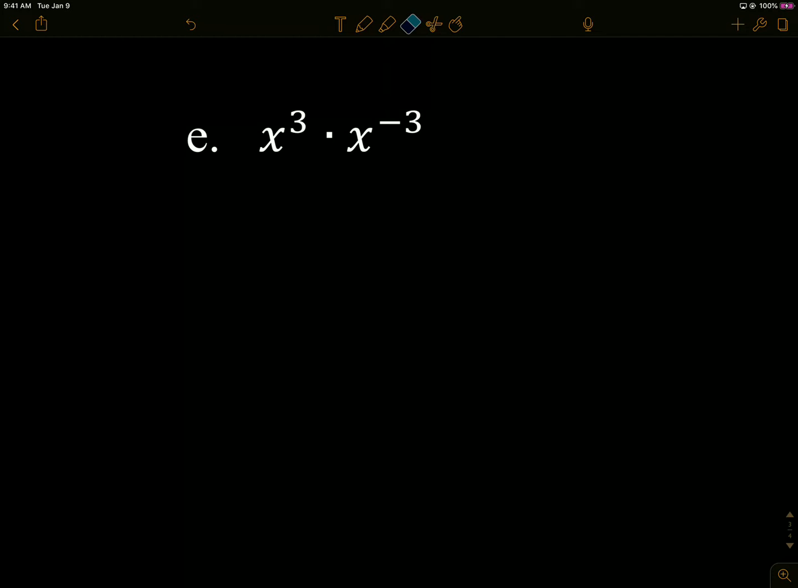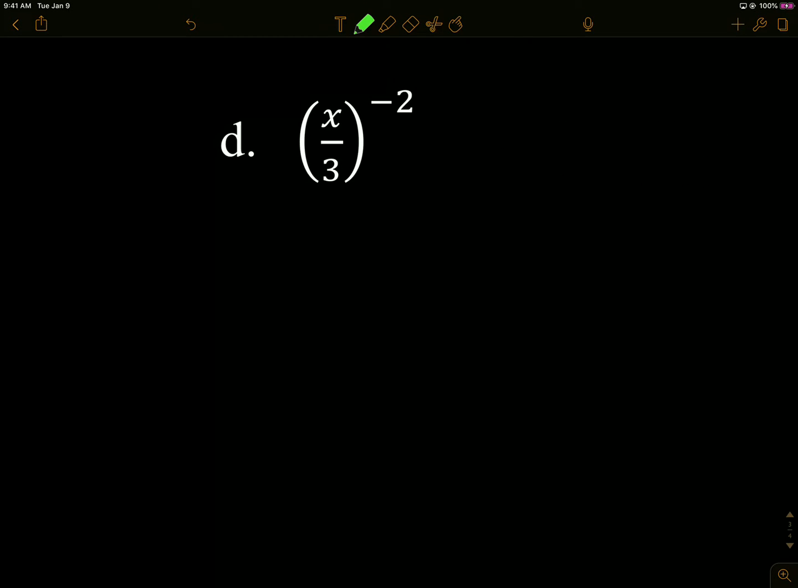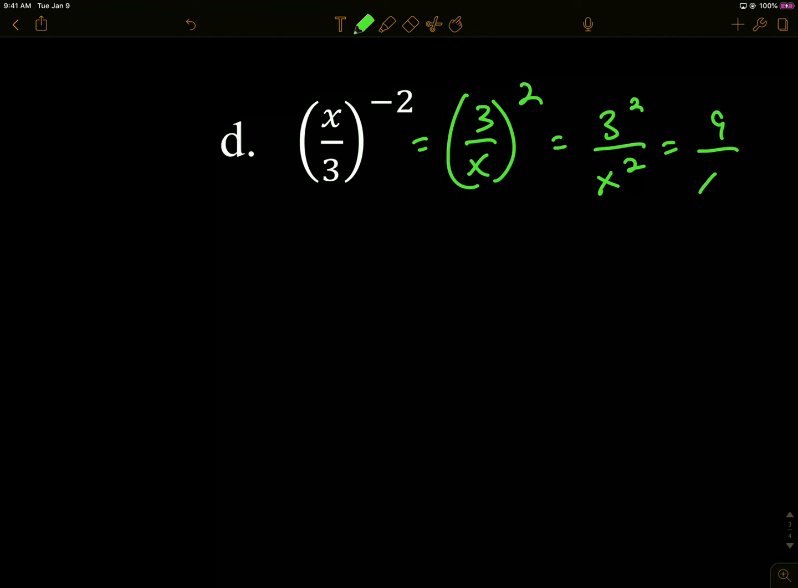All right. Ooh, here's an interesting one. If I multiply my x's, I add the powers. So 3 plus negative 3 is x to the 0, and then anything to the 0 is 1. So this is 1. I've got a fraction to a negative exponent. So I flip the fraction and make the exponent positive. Now I can apply that exponent to all parts of the fraction. 3 squared is 9 over x squared.